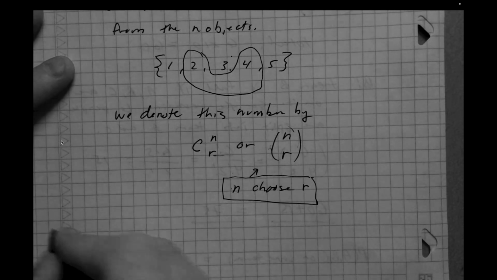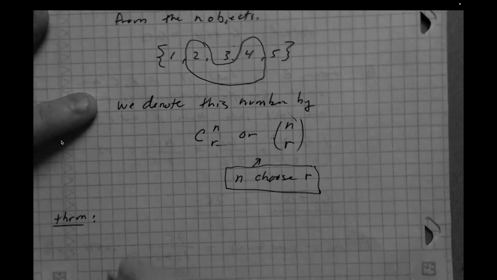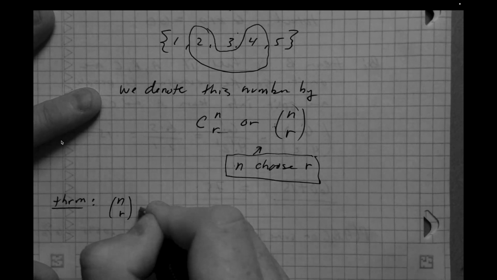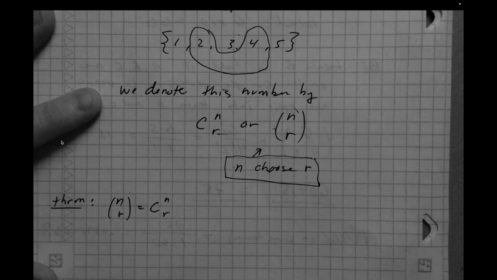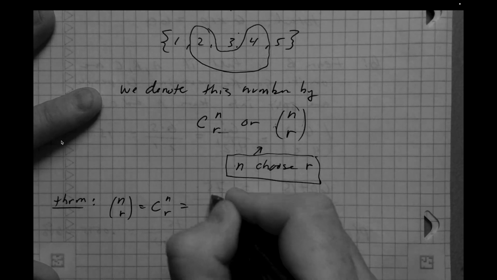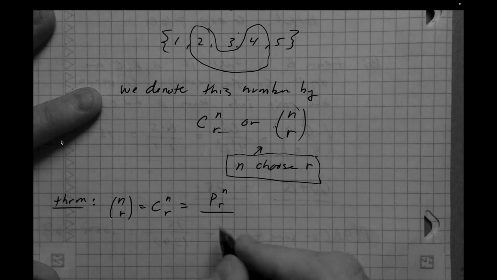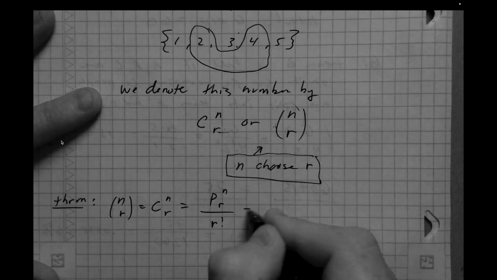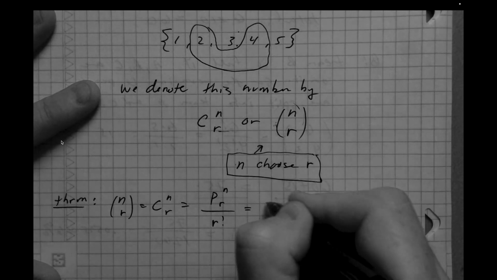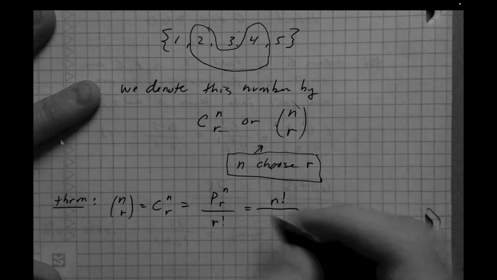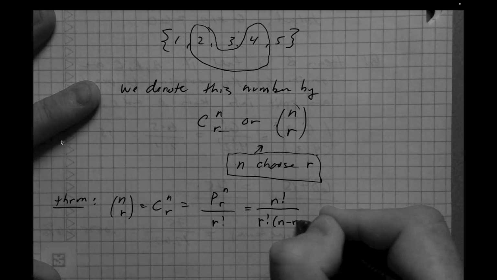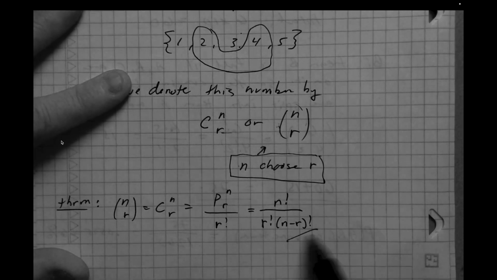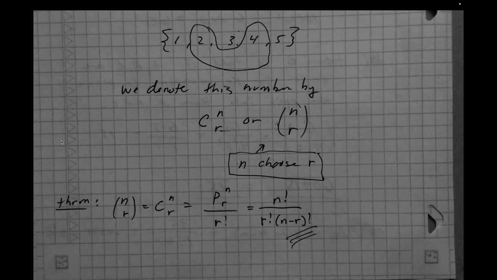Then we can couple this with a theorem where we say that n choose r, otherwise known as C(n, r), is equal to P(n, r) divided by r factorial. More simply, you can think of this as n factorial over r factorial times (n minus r) factorial. This will be the way we want to calculate this. So n choose r is equal to n factorial divided by r factorial times (n minus r) factorial.